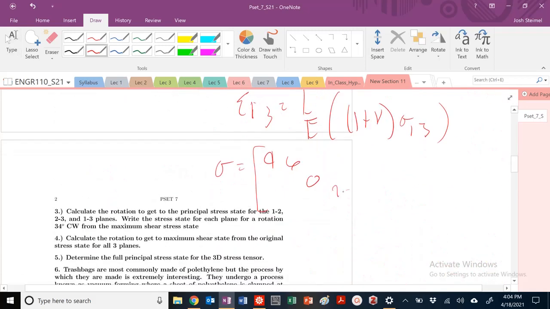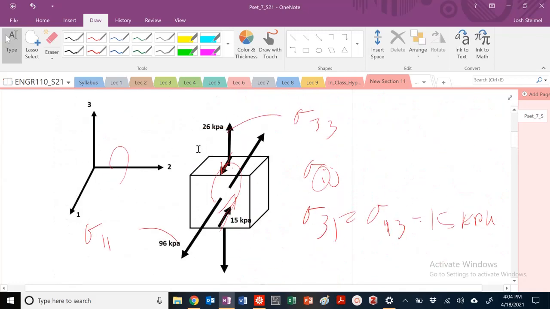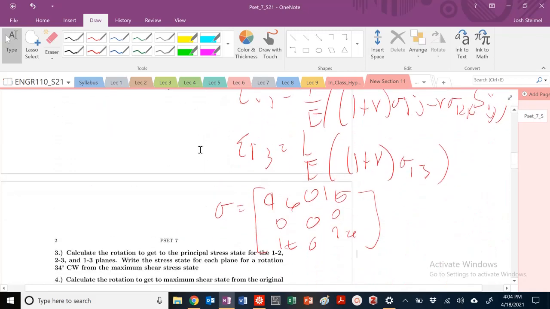26, and then 15. 15, 0, 0, 0, 15, 0, right here. Let's make sure I'm right. Yep, we're good to go. So let's look at each of these planes independently, because we're going to have to draw the Mohr circle and we're going to have to do some action with it.